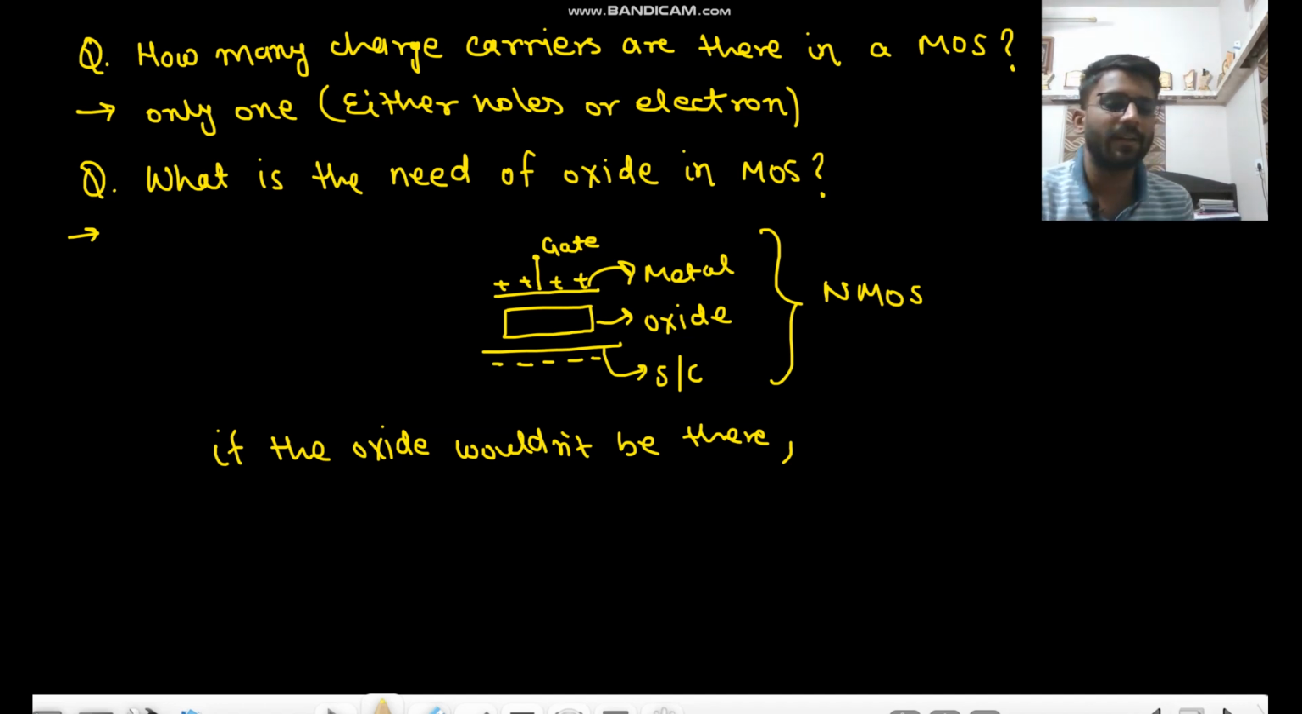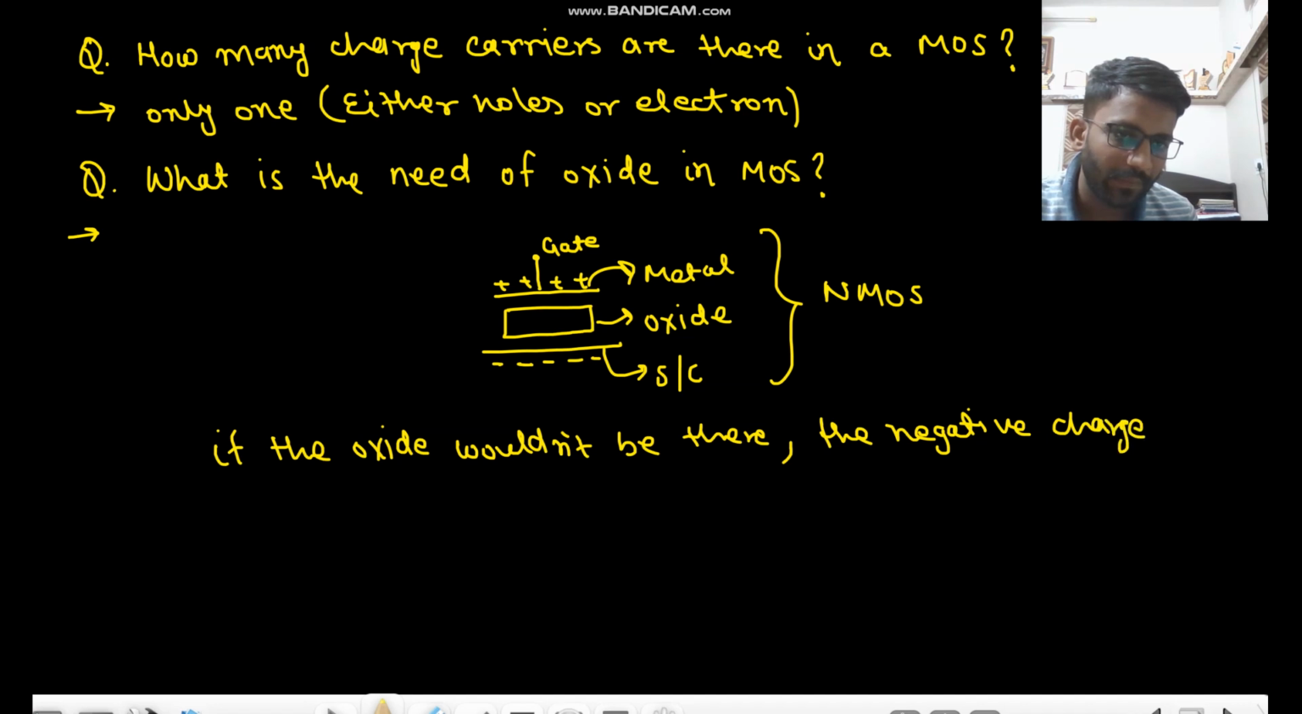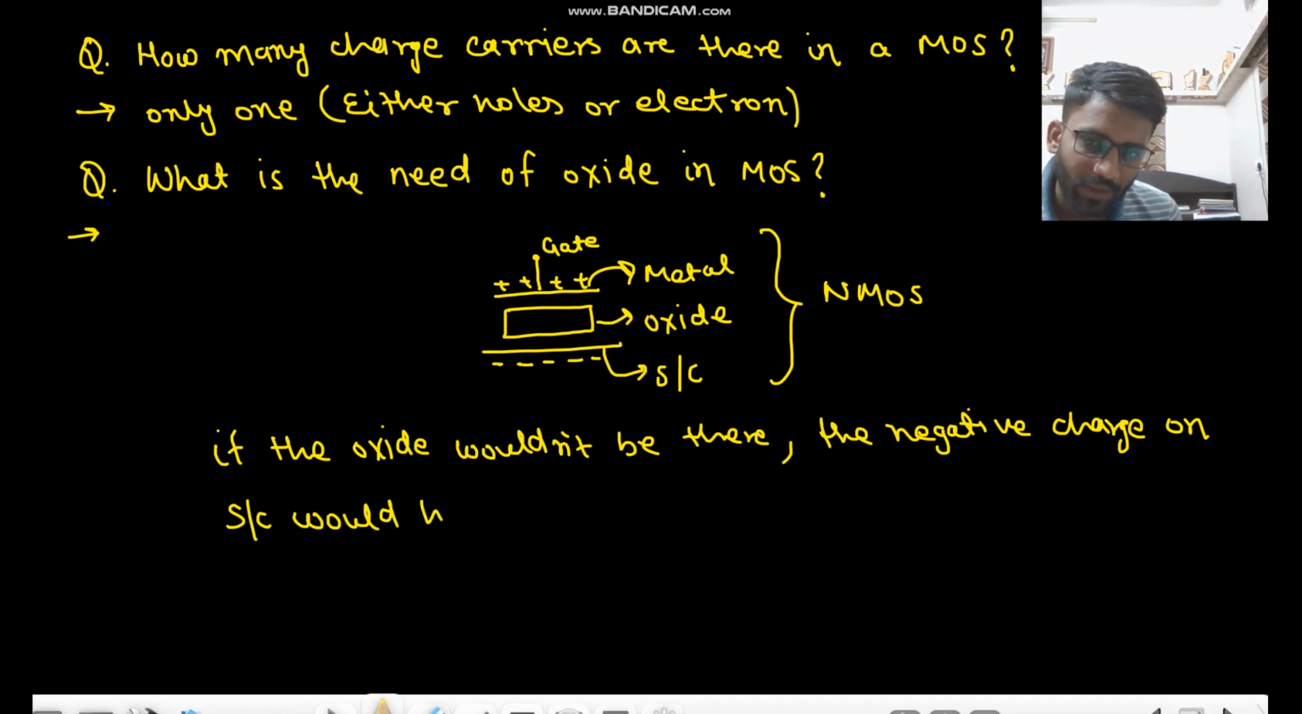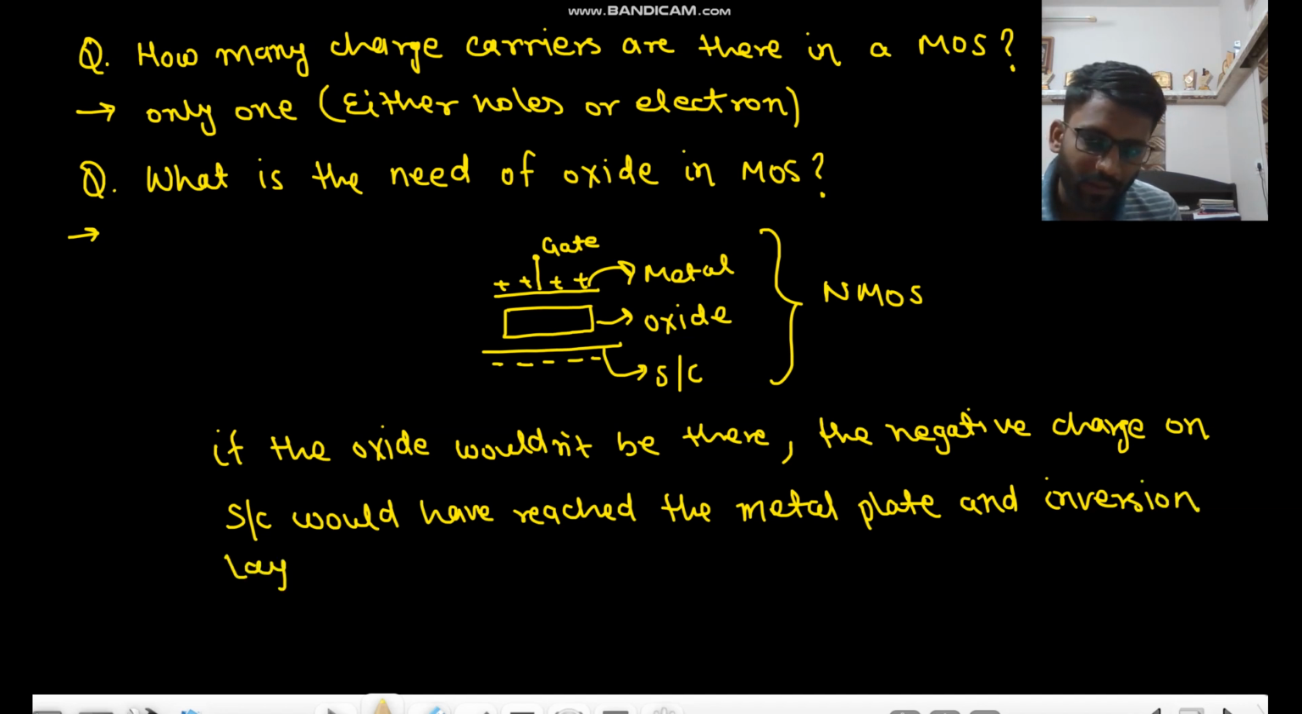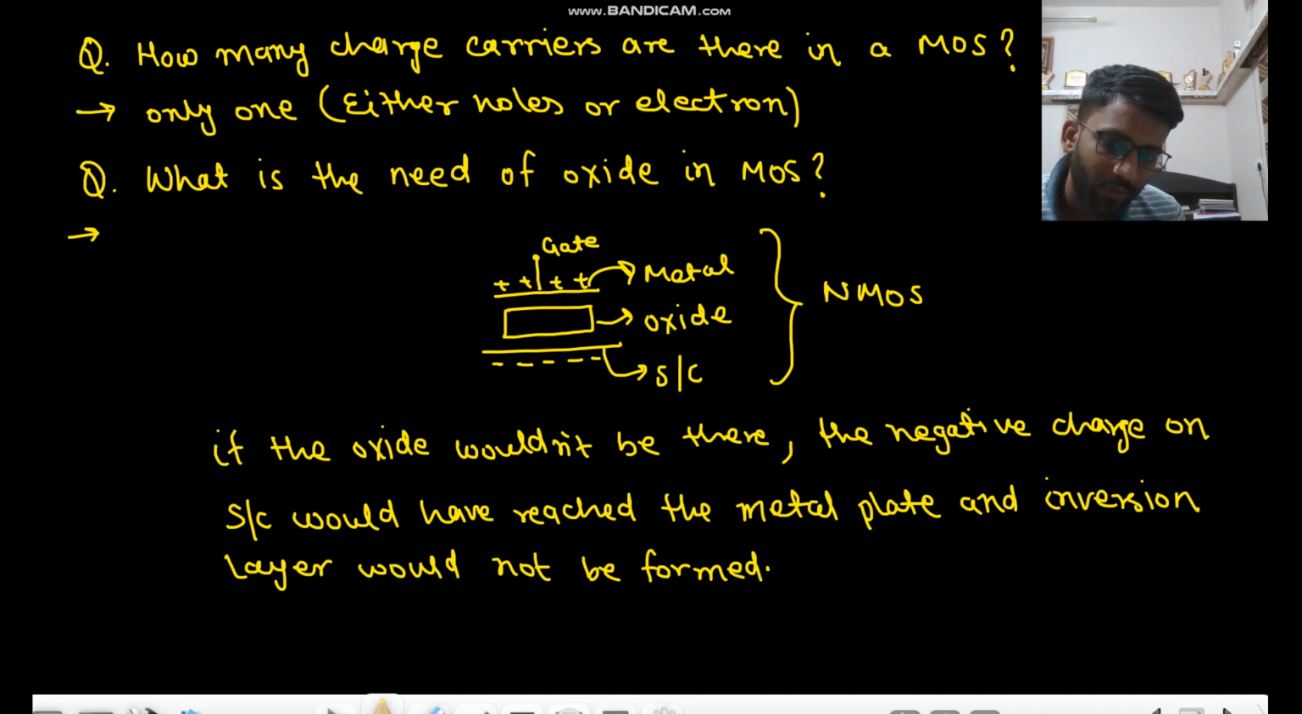So if the oxide would not be there, the negative charge on the semiconductor would have reached the metal plate and the inversion layer would not be formed.